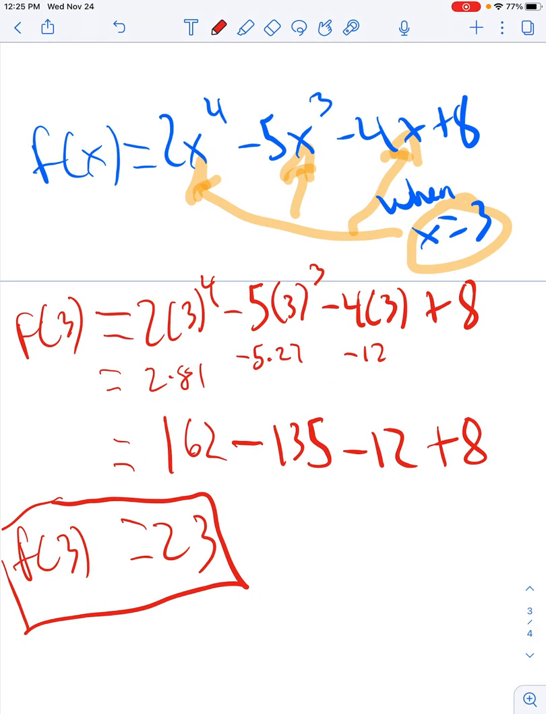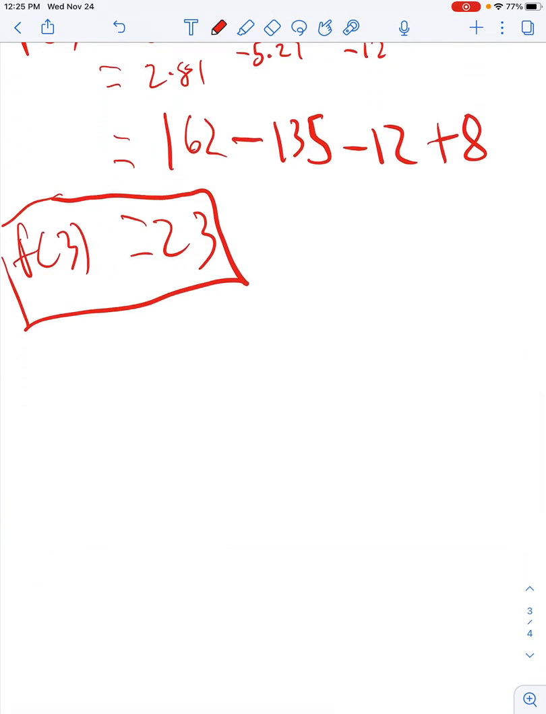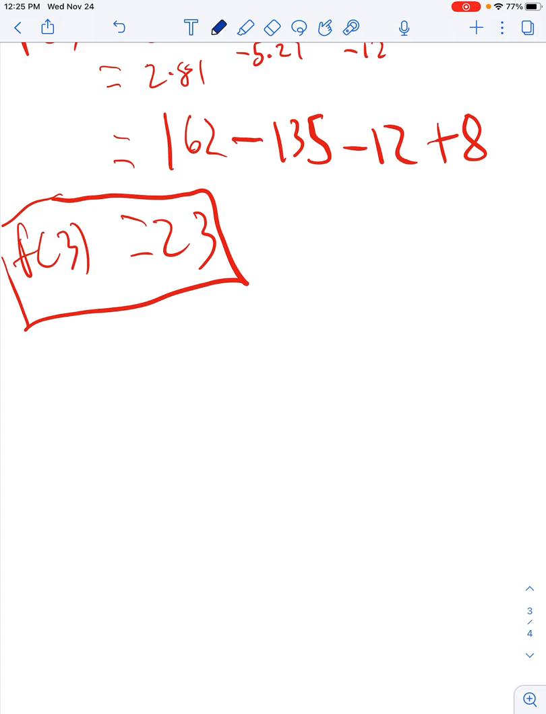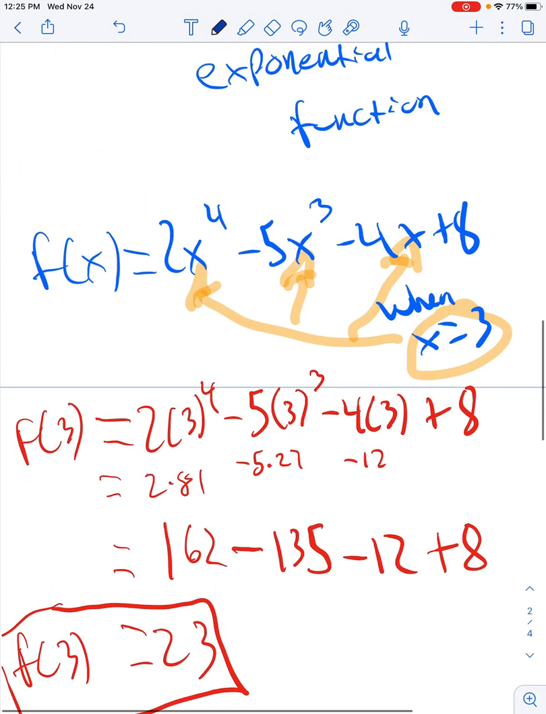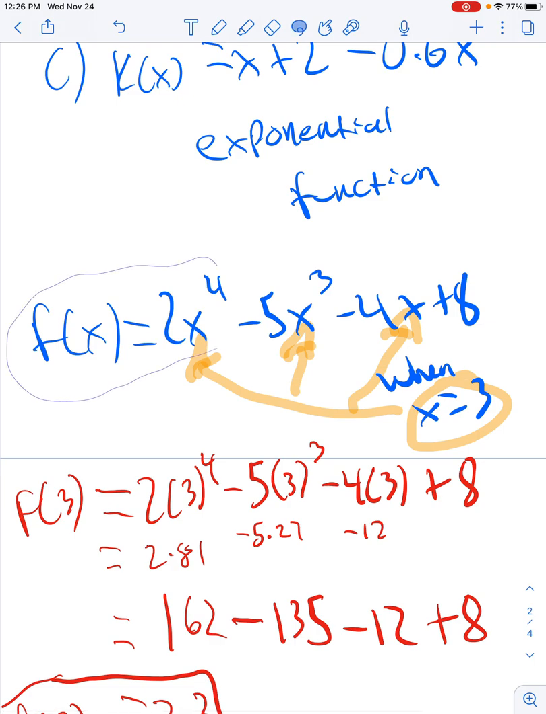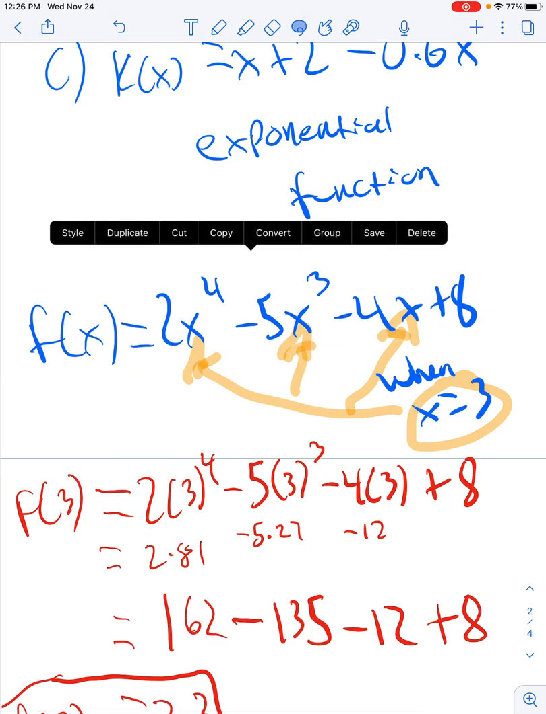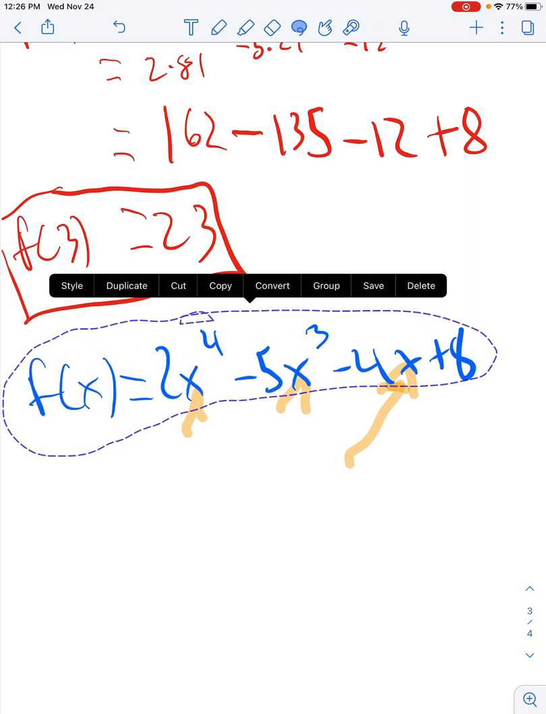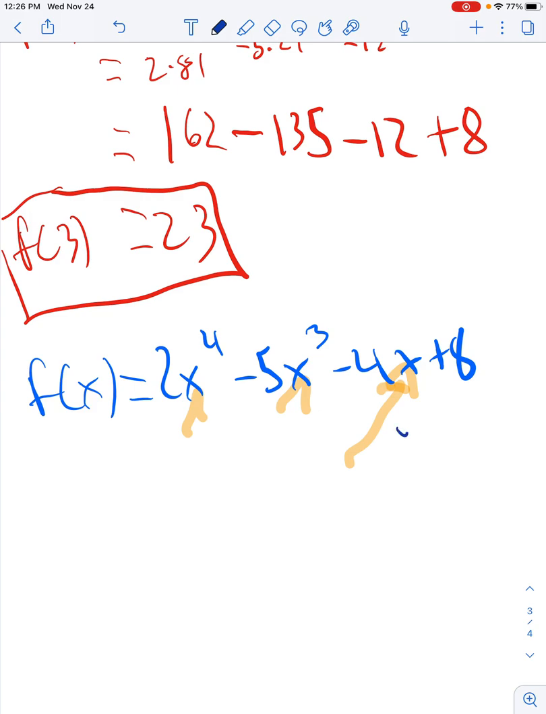Now, we have another way to evaluate functions through synthetic substitution. This is like a strategy that you can use to solve unknowns. So if we take that same exact problem, let's say we didn't want to use direct substitution. Well, what we could do is, again, we still want to find it when x equals 3. So I'm going to set these up.